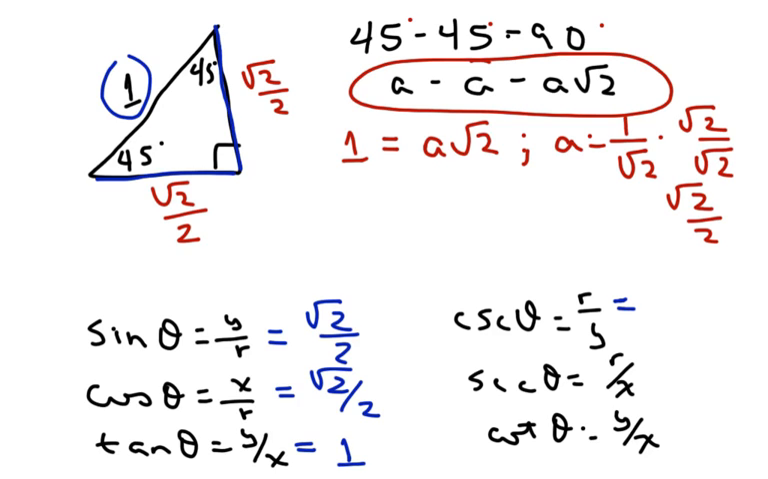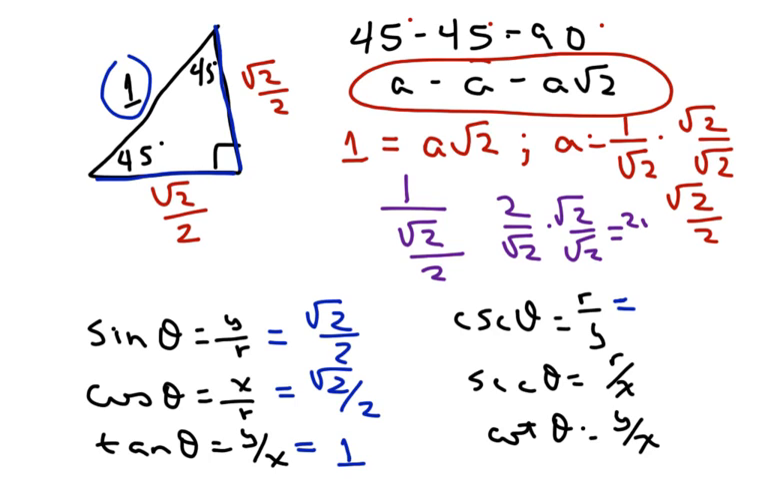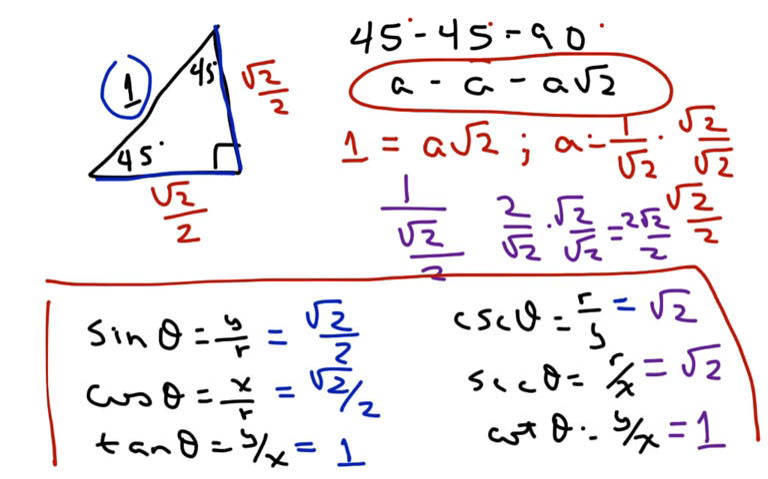Now, if you do 1 over root 2 over 2, you're going to get 2 over root 2. If you rationalize it, you get 2 root 2 over 2, which is just root 2. So these are root 2. And again, cotan of theta is 1. We will definitely be doing this in class. Okay.